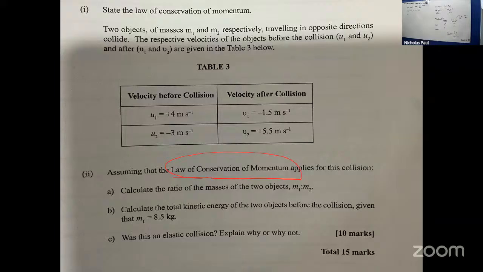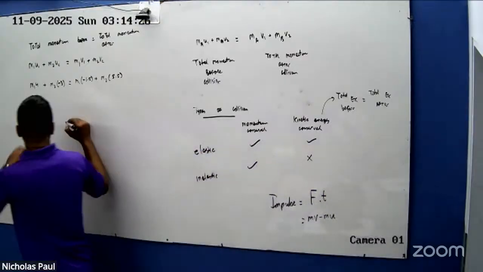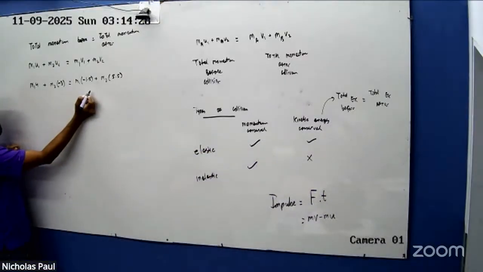M1 by 4 plus M2 by minus 3 equals M1 by minus 1.5 plus M2 by 5.5. Right, they still have one more part out there. All they want is the ratio of M1 to M2.